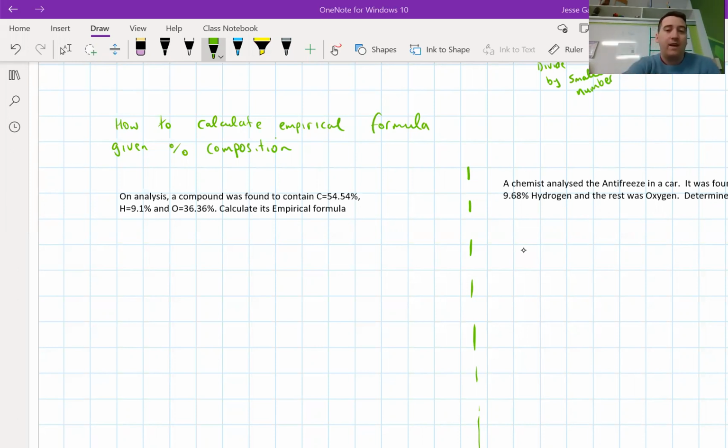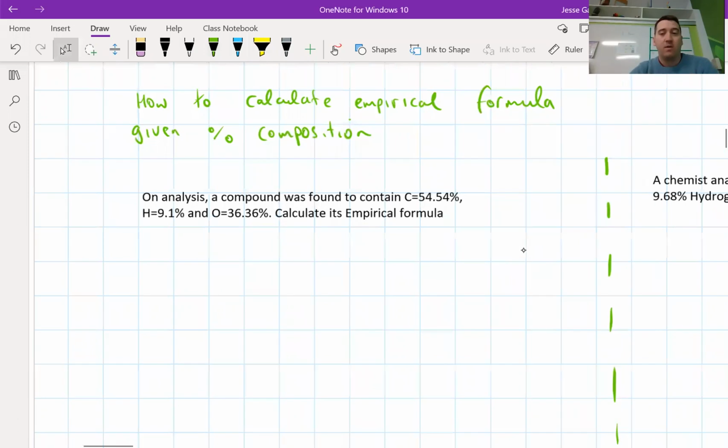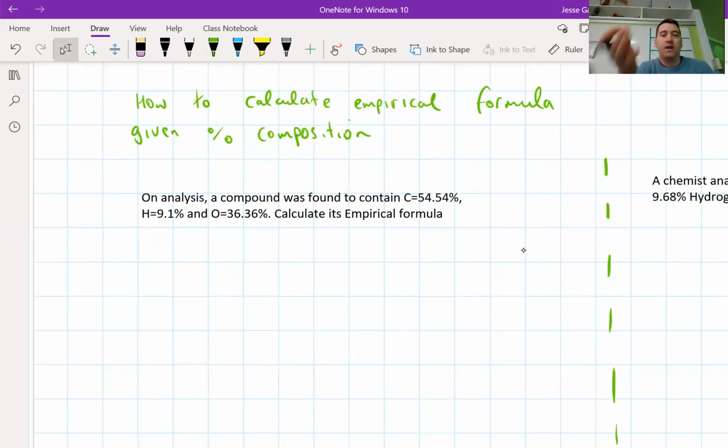Again, we're going to work through these using side-by-side examples. I'm going to do one on the left of the page, you do one on the right of the page. I'm going to begin by getting you to pause the video and take down the formula in green there, so that when you look back, you know what you were doing. How to calculate empirical formula given percentage composition. You should have written down the heading and maybe split the page in two down the middle, and on the left, this is the question. We'll pause the video and take this down now.